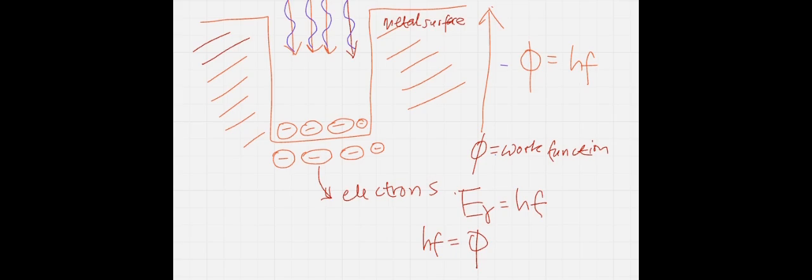And so we have that hf is equal to φ plus some kinetic energy. But actually, that kinetic energy is a maximum. Because as more electrons leave the metal surface, it becomes more positive, which makes it harder for more electrons to leave, which means that further electrons will leave the metal surface with less kinetic energy left over.